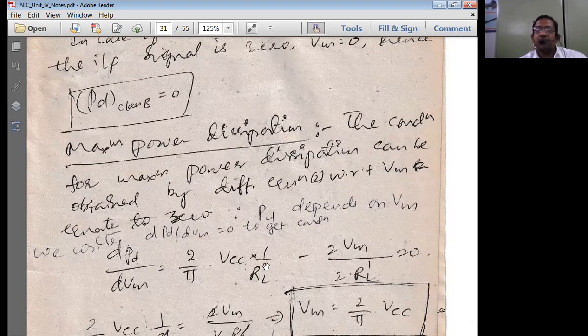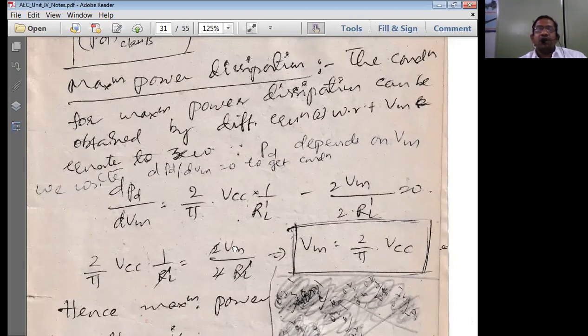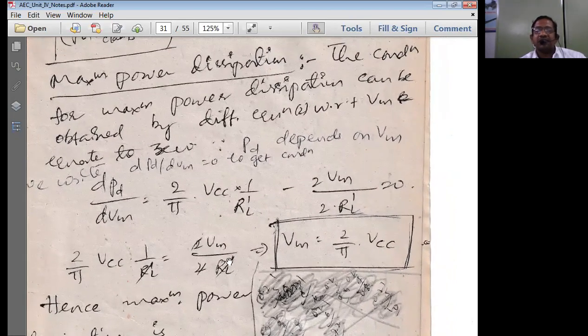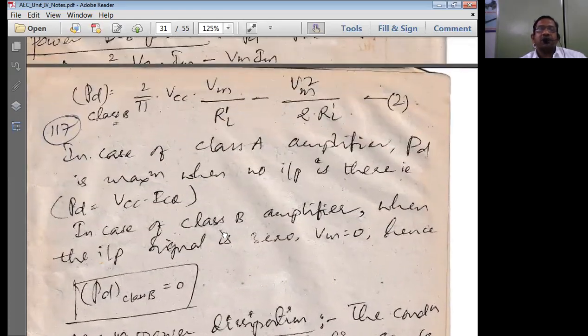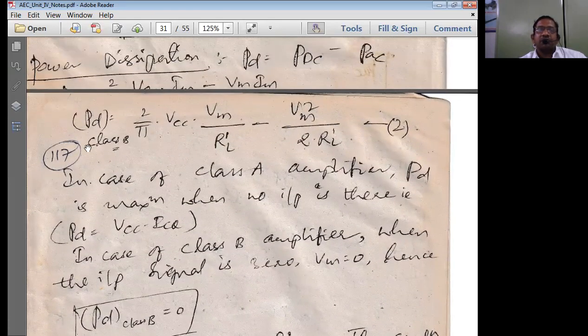These two are the main performance advantages of the class B type of power amplifier. And one more equation that is sometimes asked in the examination is the expression for maximum power dissipation. So maximum power dissipation equation means what? Just now we got the equation for power dissipation, right? So this power dissipation depends on what? Input voltage Vm. Therefore, we have to differentiate this equation 2 with respect to Vm and equate it to 0.